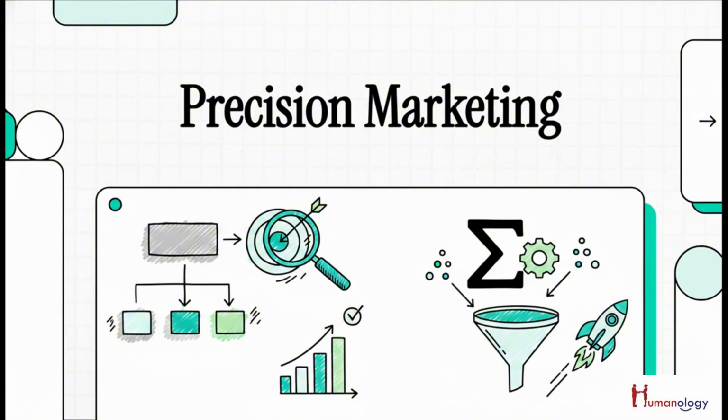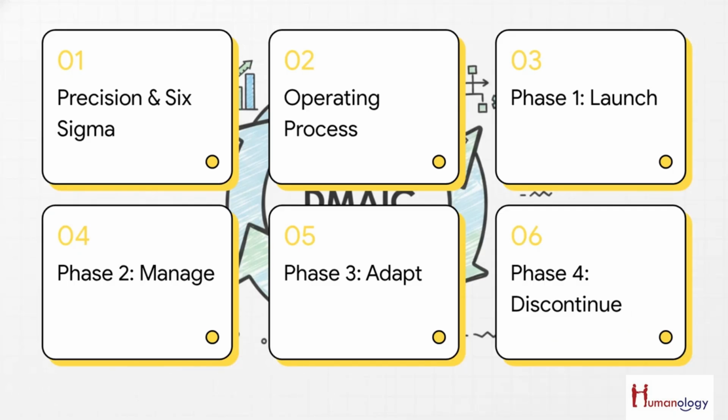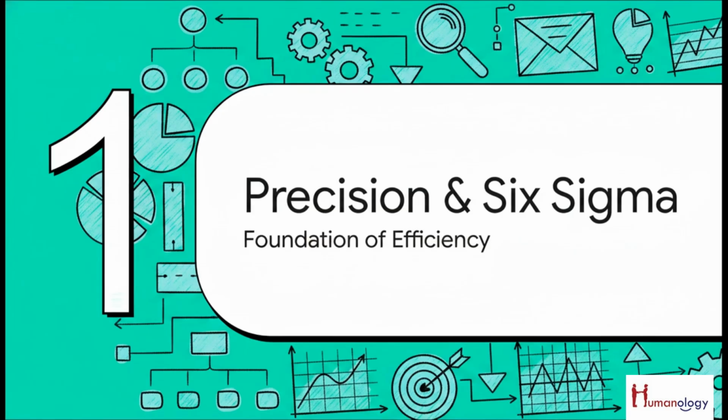We'll be looking at a very specific, highly structured framework from our source material that literally redefines how we execute marketing campaigns. It's all about bringing that rigid, predictable success to an industry that, let's be honest, can sometimes feel wildly chaotic. Here is the life cycle framework we're using today to break down this operational process. We'll cover precision and Six Sigma, the operating process, and then we'll hit the 4 phases: launch, manage, adapt, and discontinue. Section 1, Precision and Six Sigma, the foundation of efficiency.